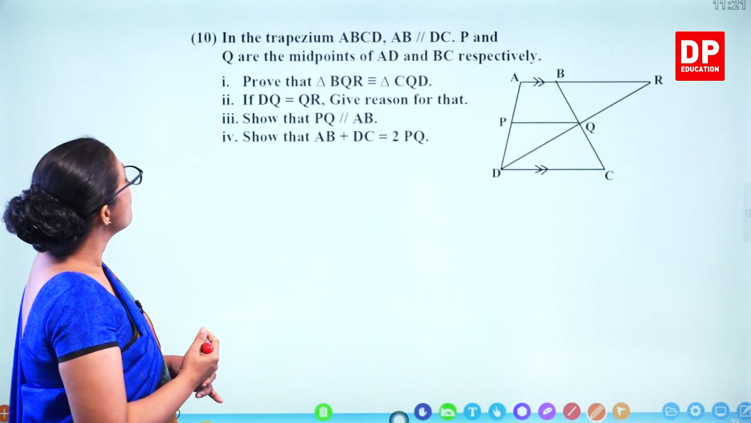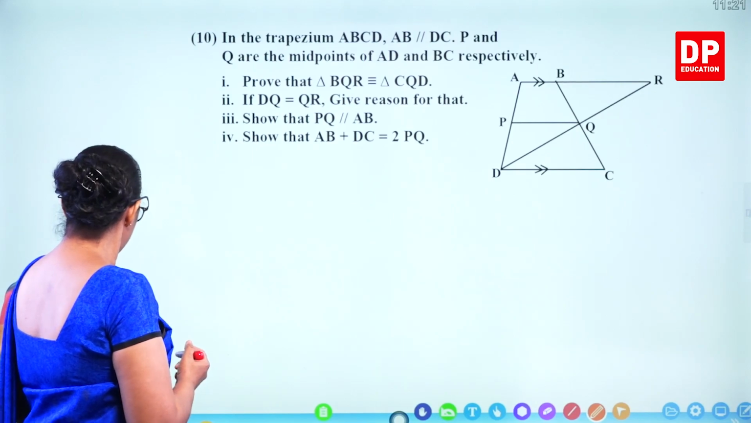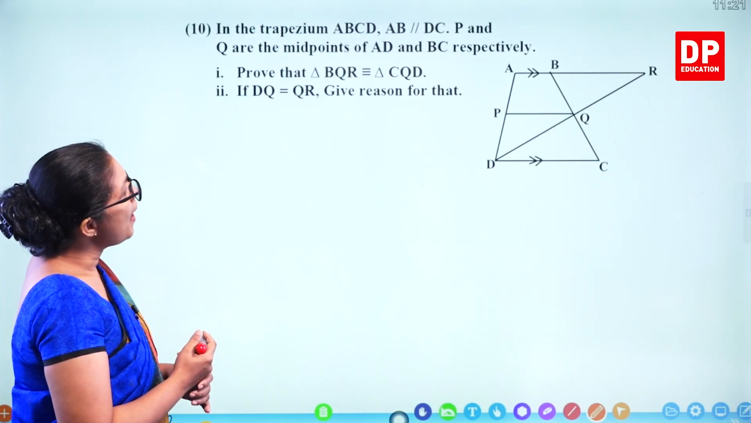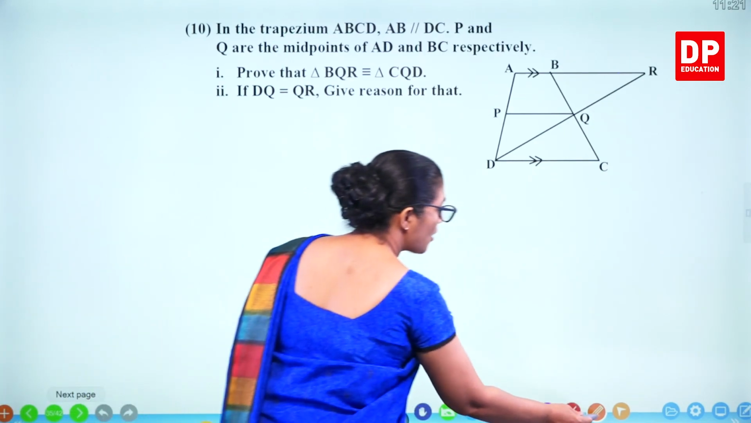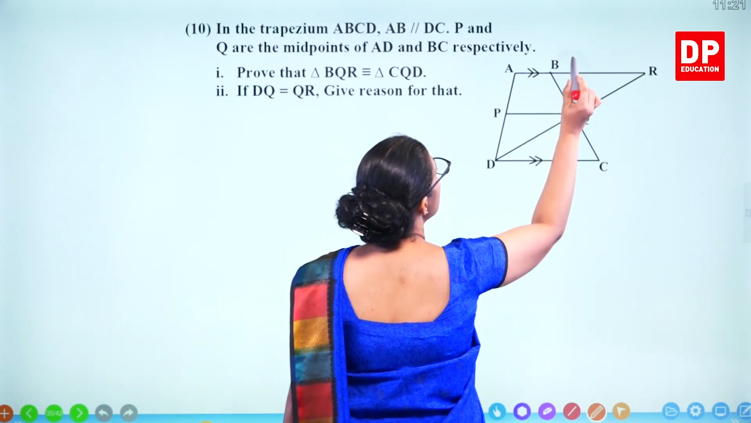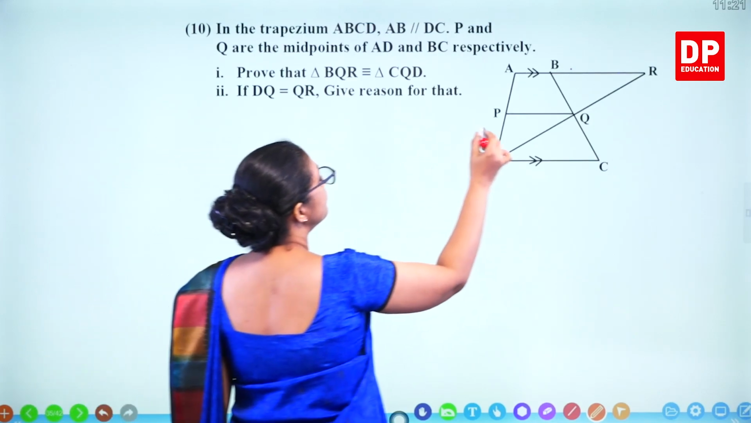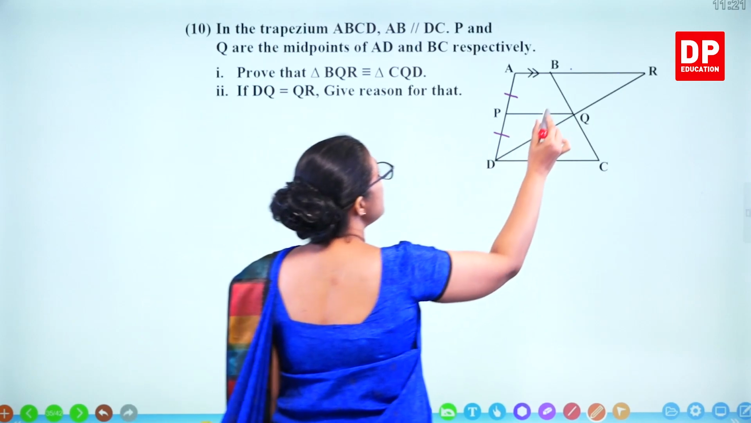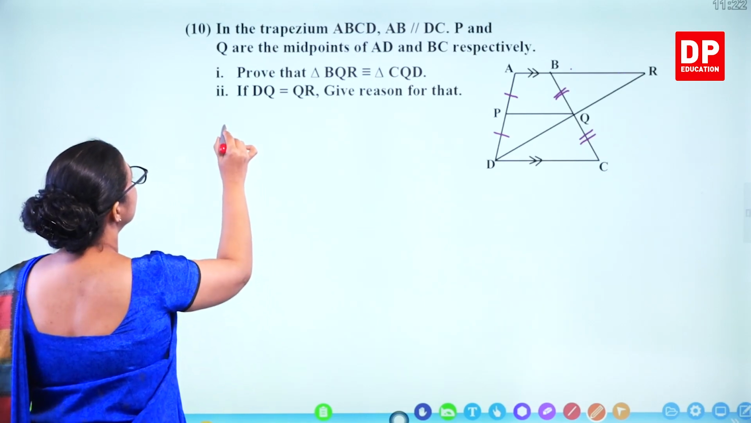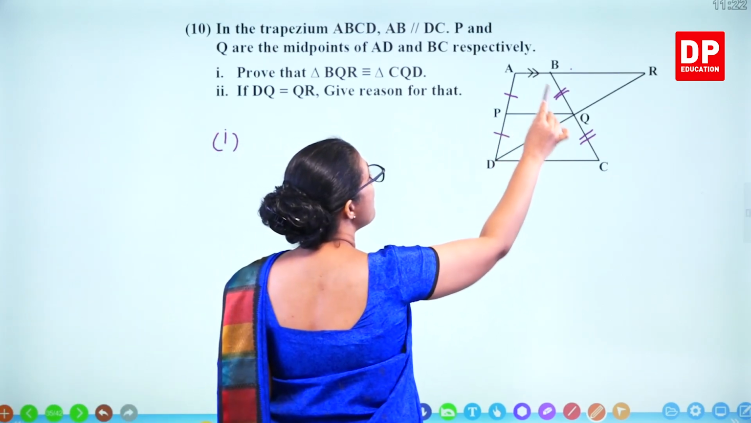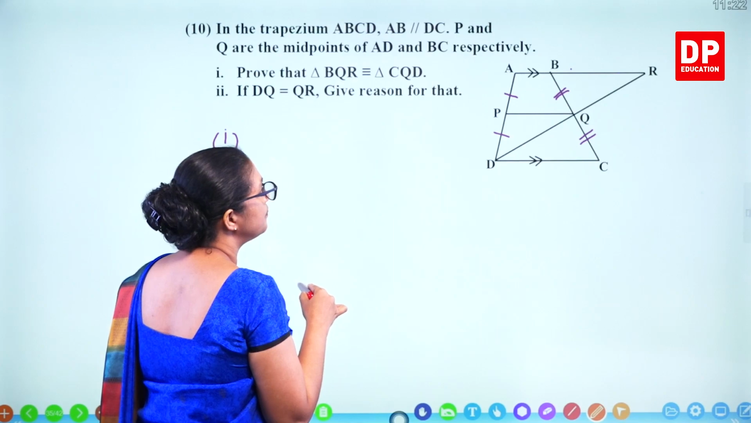That's also proving. So 4 parts are there. So try now 4 parts. In the trapezium ABCD, AB is parallel to DC. So we'll mark those. AB is parallel to DC, already given. P and Q are the midpoints of AD, so these two are equal, and BC, these two are equal. Prove that BQR triangle is congruent to CQD triangle.